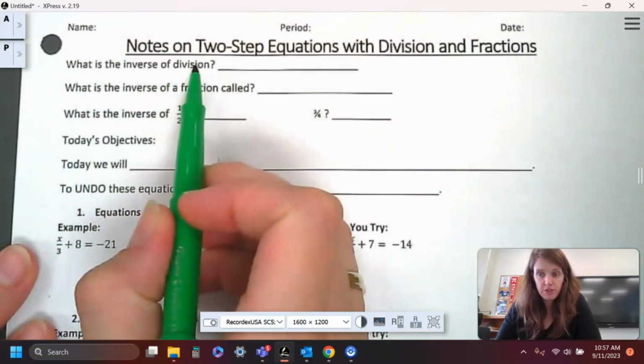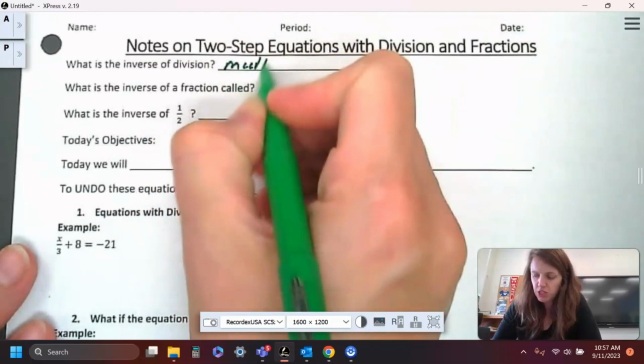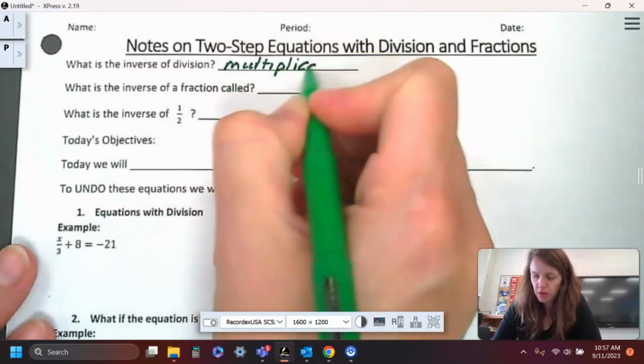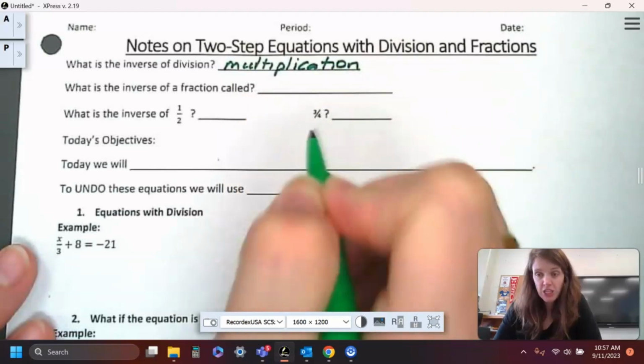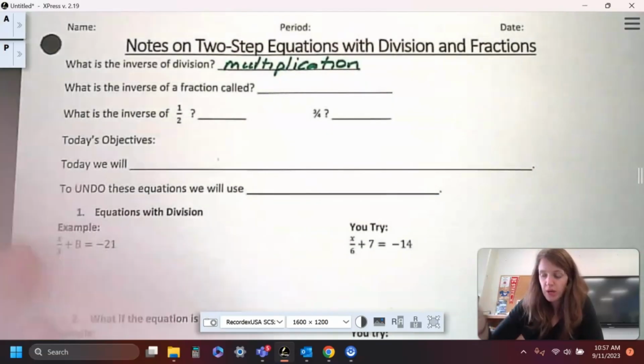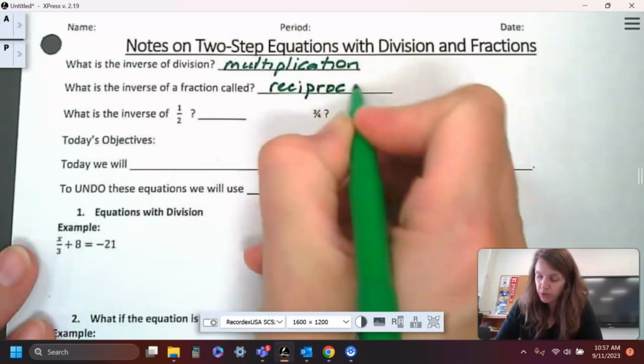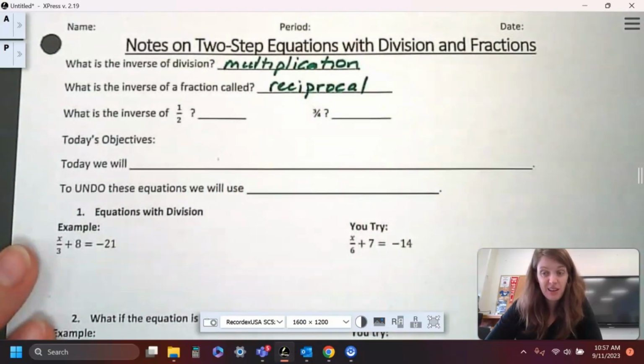So what is the inverse of division? Remember, inverse means opposite, so the inverse of division would be multiplication, right? And the inverse of a fraction, remember, we know what it looks like. It's that flipped fraction. So if we have 2 over 3, we have 3 over 2. But what is it called? It is called a reciprocal. If you forget, you should hear me say that a lot this year, and so hopefully you'll remember.